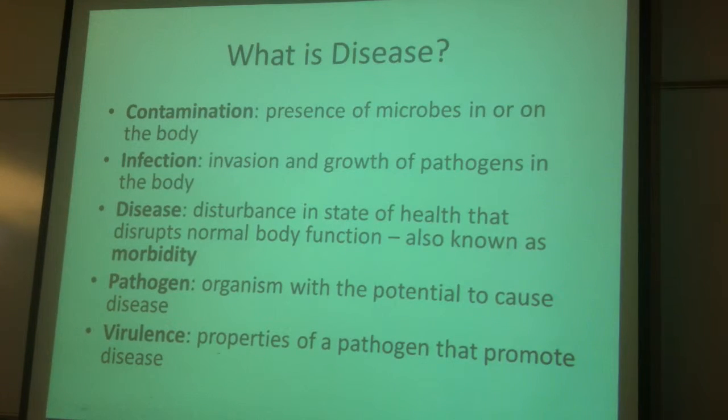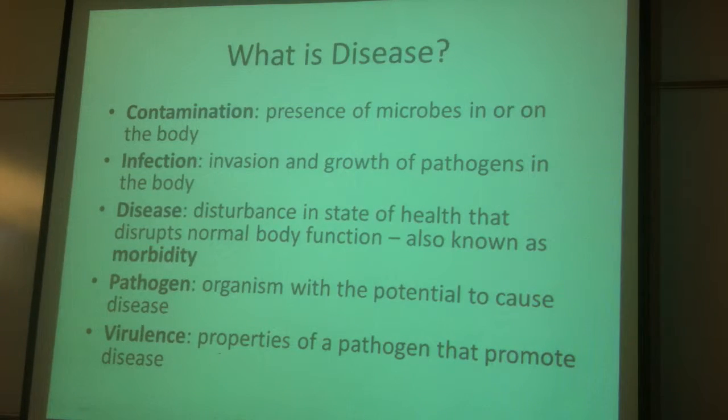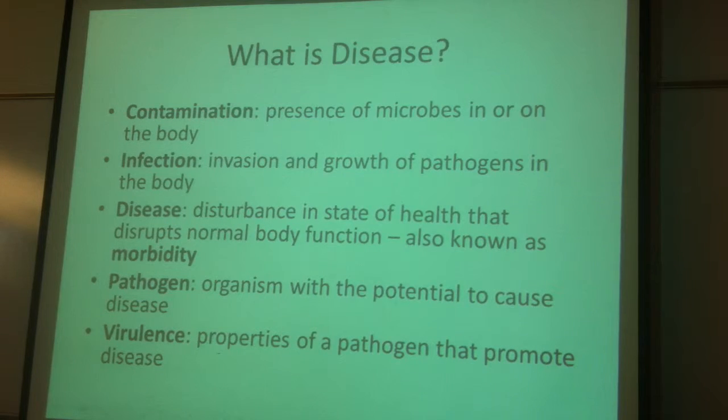So, contamination, presence of microbes in or on a body, versus an infection, which is the actual invasion and growth of pathogens. So it's the difference between, is it present, or has it started actually to grow? Disease is just disturbance in our natural state of health. It's also known as morbidity. Pathogen is any kind of organism with the potential to cause disease. And virulence, it's the properties of the pathogen that promote disease. Okay, so how virulent is something?